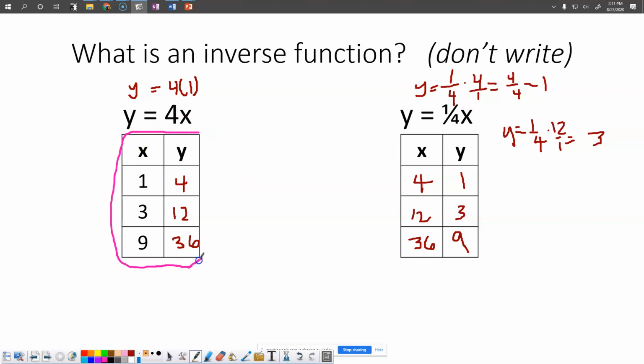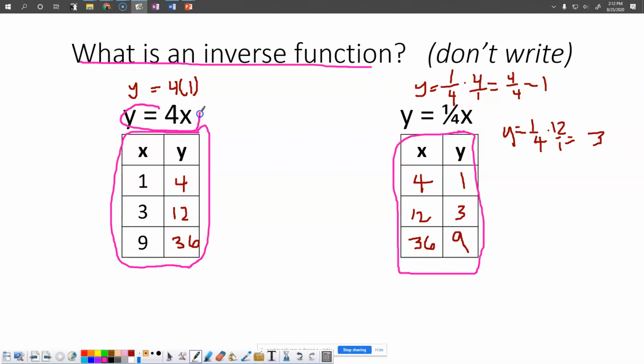Now I want you guys to take a moment here and compare these 2 tables. Look at this table and this table. They go together, but they're opposites, right? They have all the same number pairs, like 1 and 4, 4 and 1, 3 and 12, 12 and 3, 9 and 36, 36 and 9. The only difference is the x's and y's are switched. That's what an inverse function is.